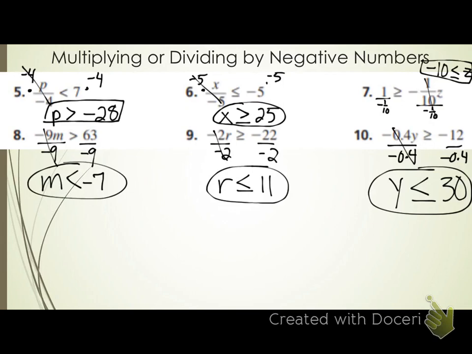So, everything else is the same as solving equations, right? Still using our inverse operations. Whatever we do to one side, we have to do to the other side as well. The only difference is when I multiply or divide both sides by a negative. What do I have to do? Flip the inequality symbol. That's the only difference. Everything else is exactly the same as solving an equation.